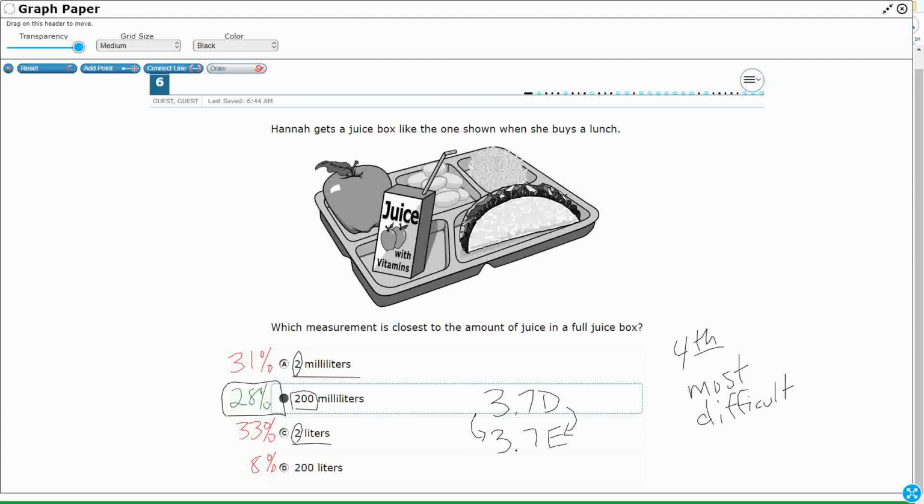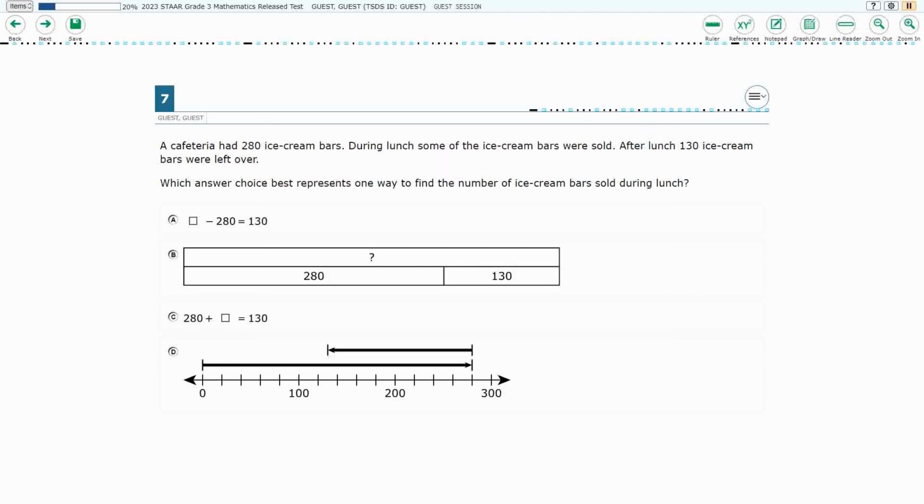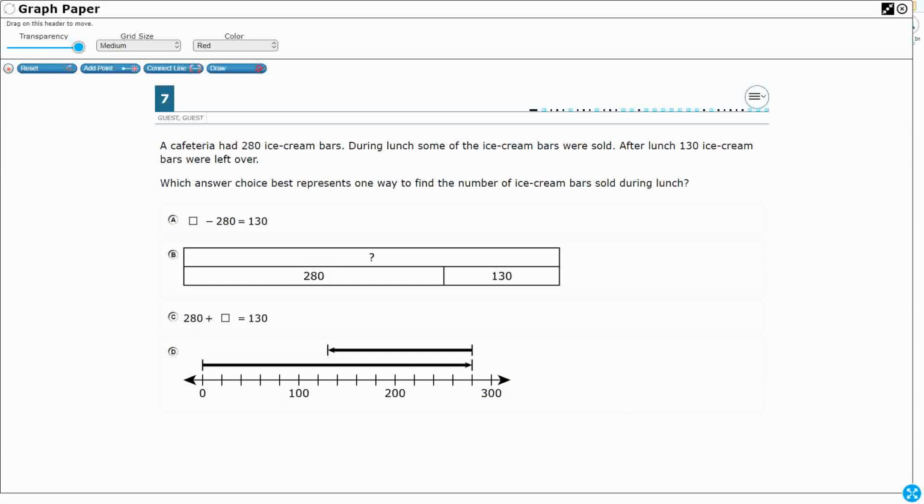For number 7, we are representing addition and subtraction problems. This is a readiness standard. TEKS 3.5A in reporting category 2. So we had a cafeteria that had 280 ice cream bars. So hopefully we're saying this is our total, right? And during lunch, some of the ice cream bars were sold. And after lunch, there were 130 bars left over.